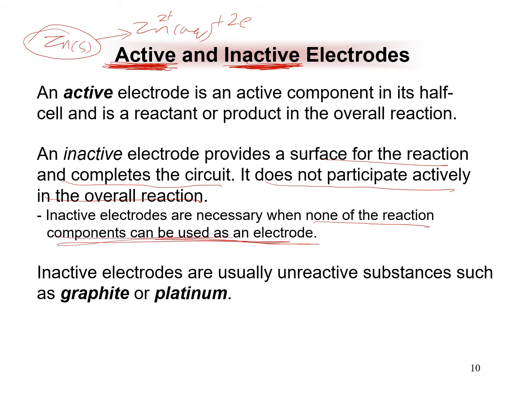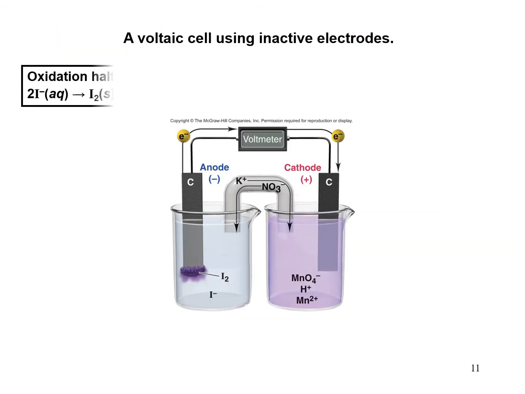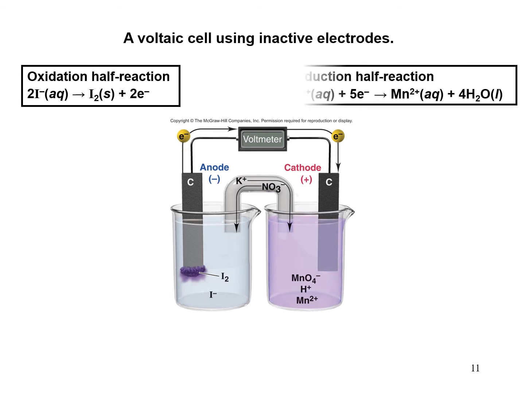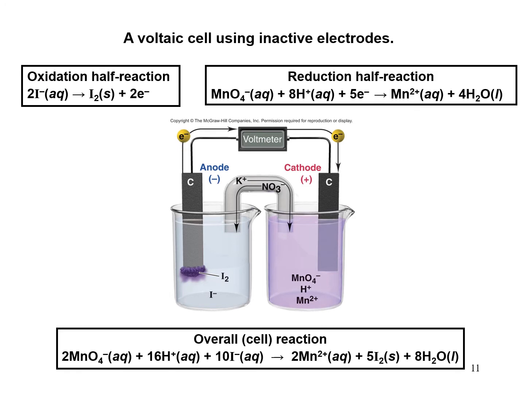And I'll show you an example right now. Some examples that can be used are graphite or platinum. So we can use a graphite electrode or a platinum electrode as an inactive electrode because usually they are unreactive. They don't participate in your reaction. So they can be used as inactive electrodes. So let's look at an example of a reaction where we would need an inactive electrode. So for instance, right here, this is the overall reaction of the cell. Okay, so this is the galvanic cell. This is the overall reaction that is happening.